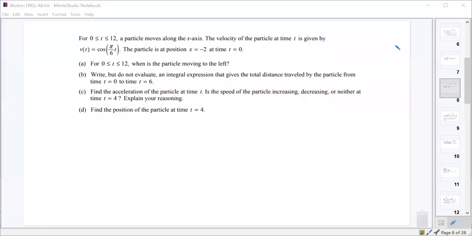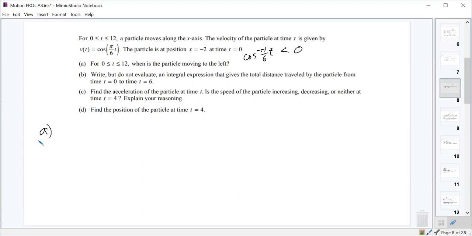What do we do here? We first want to know, when is the particle moving to the left, right? So when is it moving to the left? It moves to the left if its velocity is negative. So we'll see when is cosine of pi over 6 t less than 0. Probably need a little bit of space down here to do the work for that.